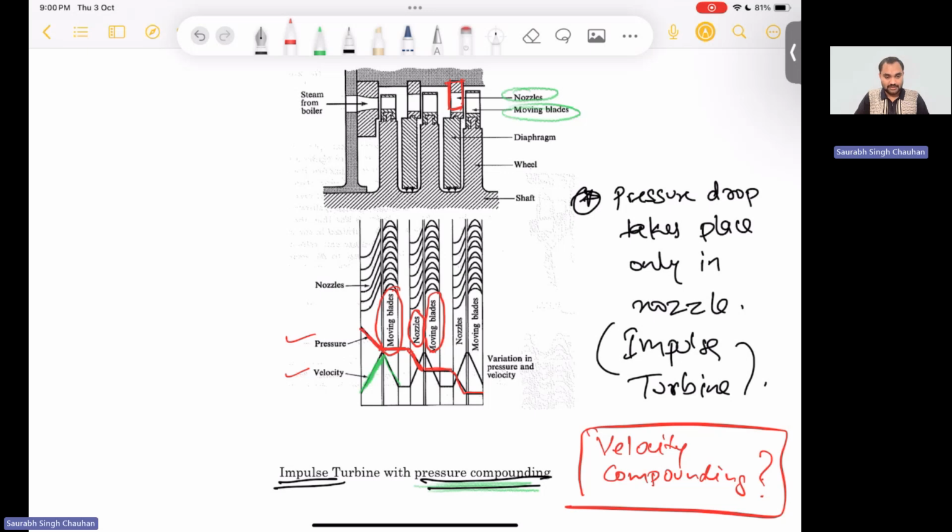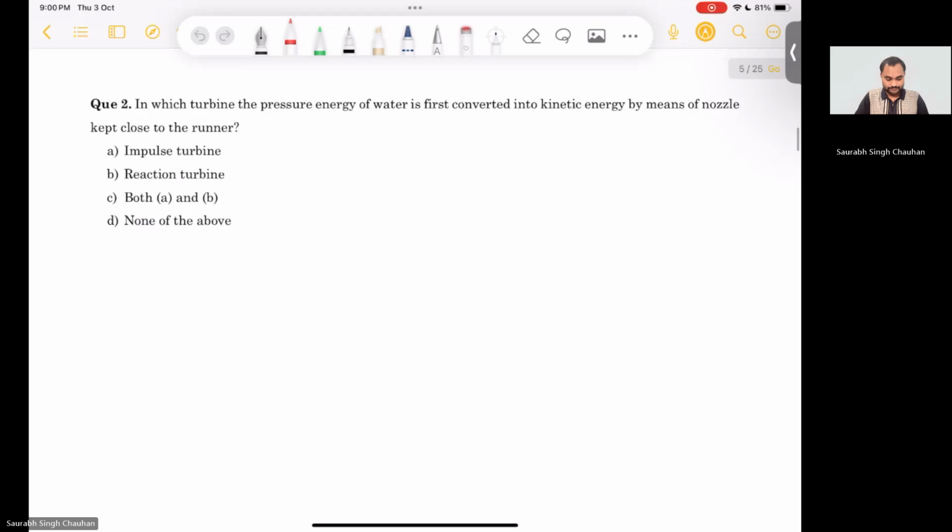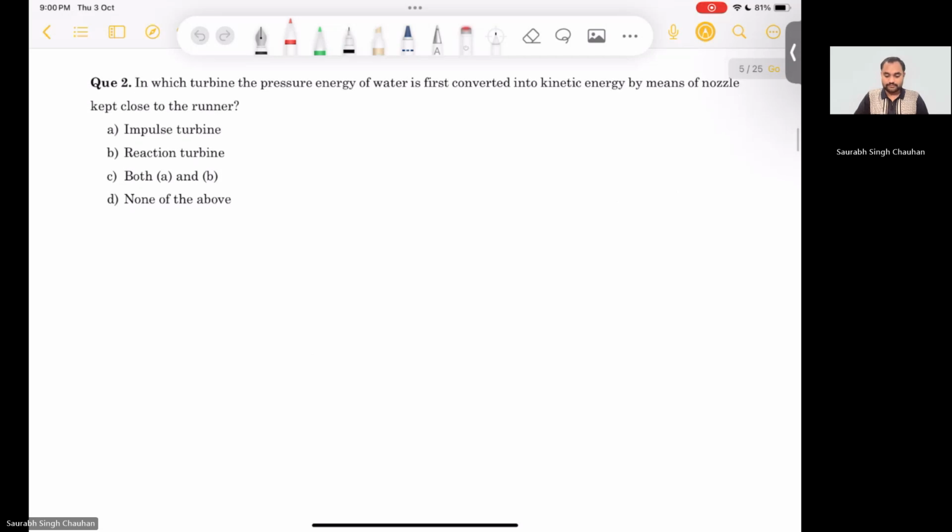Now we will move to question number 2. Question number 2 says, in which turbine pressure energy of water is first converted into kinetic energy by means of nozzle kept too close to the runner. It is just another version of the previous question.